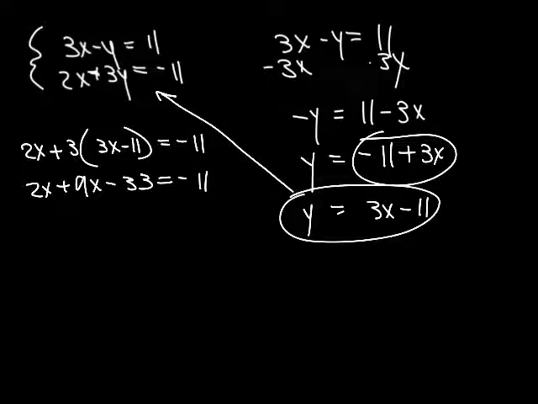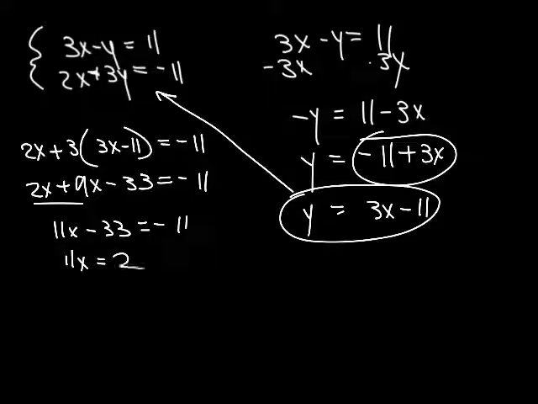Now I'm going to add my x's. And I'm going to add 33 to both sides. Divide by 11, and I get x equals 2. Okay, so that's good. I've got x equals 2.